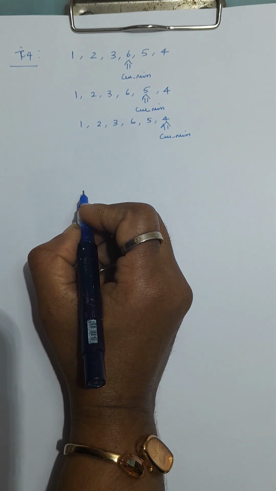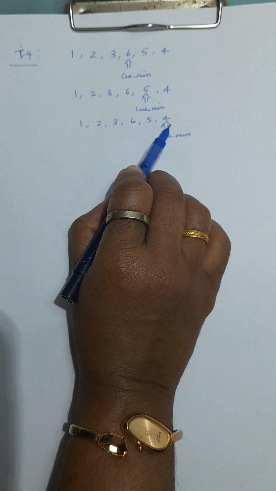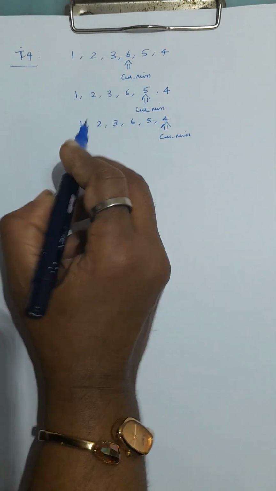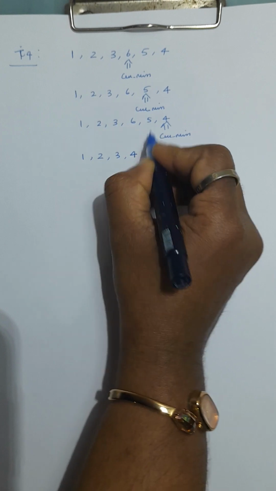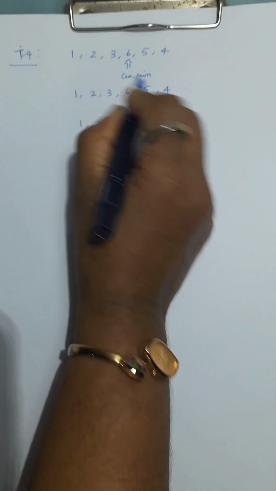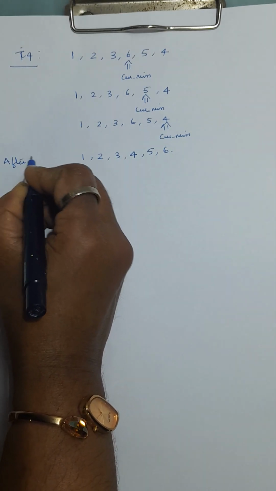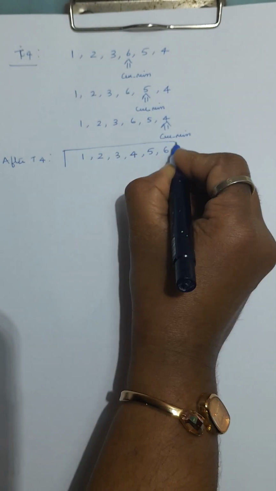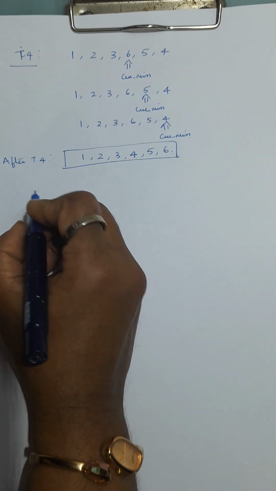Current minimum element. Okay, now 4 is the minimum element. There is a swap between 6 and 4. What happens? 1, 2, 3, 4, 5 as it is, and 6 comes here in this position. These are the element position values after the 4th iteration.